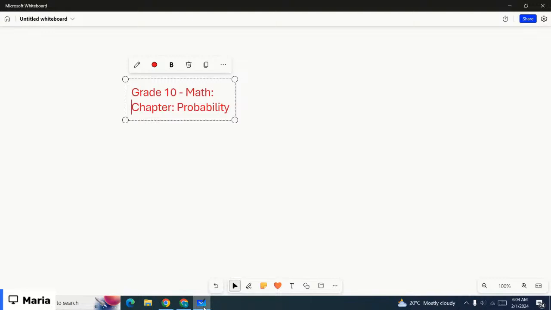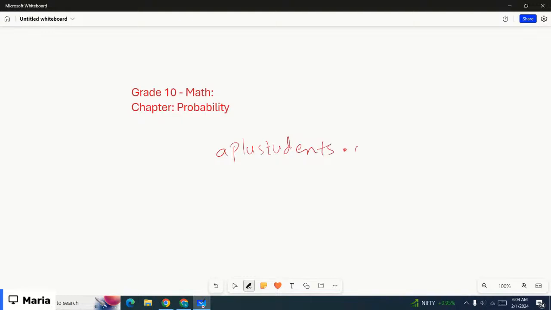We are here for grade 10 math. You can find all the lessons on aplusstudents.com. You have to log in there using your email address and password as provided by the administrator. Then you have to select math from the subject tab. Scroll down to grade 10 and then click on view all lesson. So there you can find a list of the chapters.